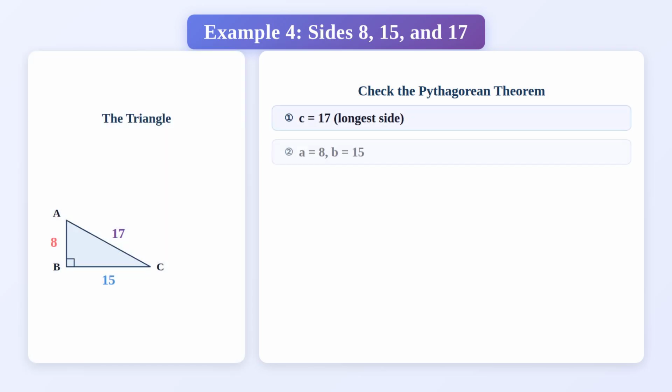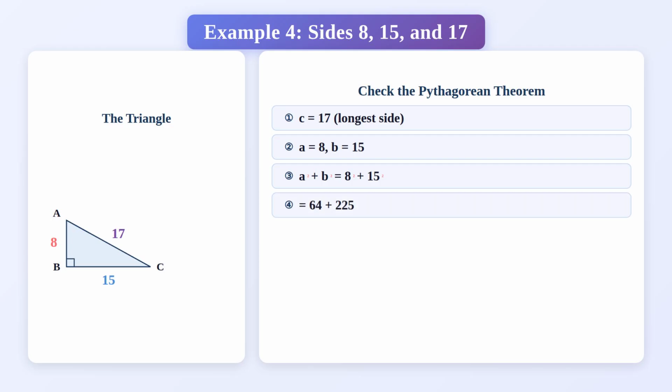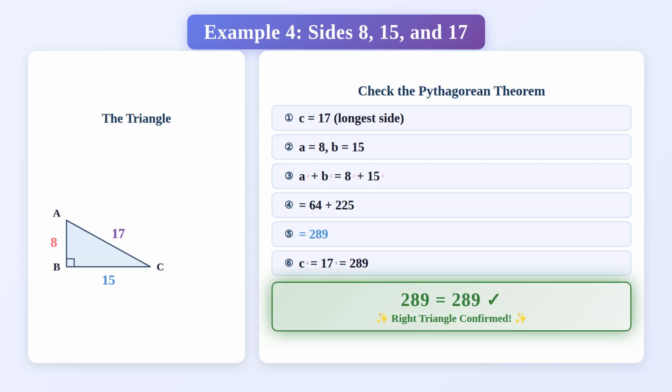A triangle has sides of 8, 15, and 17. Looks random, right? Step 1. Longest side is 17, so C equals 17. Step 2. A equals 8 and B equals 15. Step 3. A squared plus B squared is 8 squared plus 15 squared.